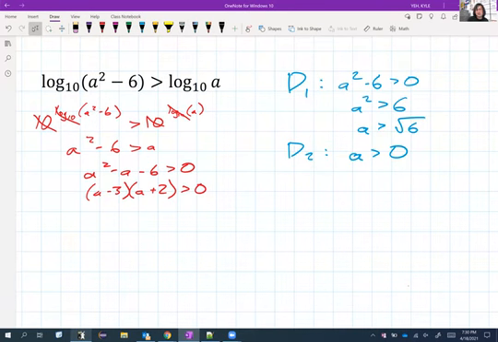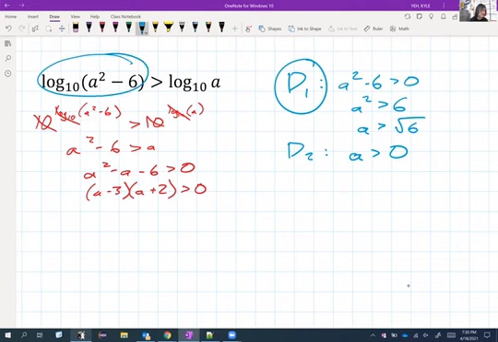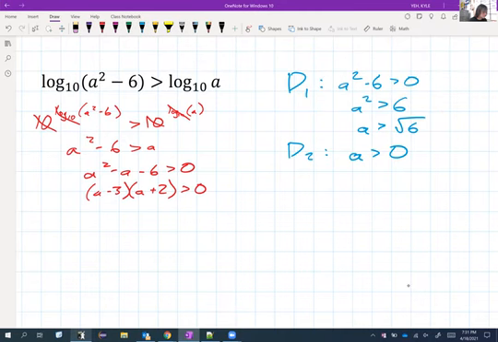All right, I'm going to resume my work right here because I realized there was one hint I didn't give you, and I figure I'll just talk about it right now. So on the right side of the screen in blue, I found domain 1. That was my domain for this log function. a squared minus 6 was inside the log function, so it had to be greater than 0. You can see my work there. I got down to a has to be greater than the square root of 6. Domain 2 was for this log function. a was the variable inside my log function, so it has to be greater than 0.